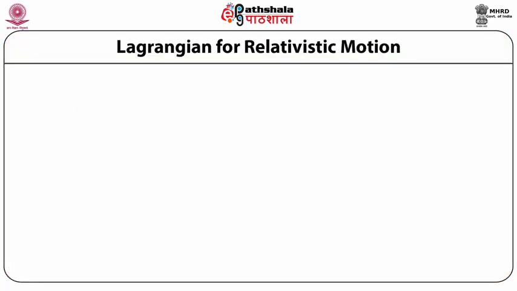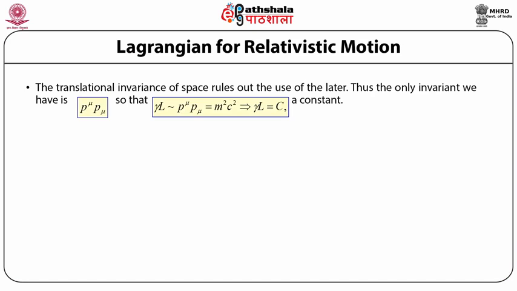If we introduce the particle's proper time tau through dt equals gamma d tau, where gamma is 1 divided by the square root of 1 minus u square by c square and u is the velocity of the particle, then the action integral becomes A equals the integral from tau 1 to tau 2 of gamma L d tau. What invariants may we construct from the properties of a free particle?